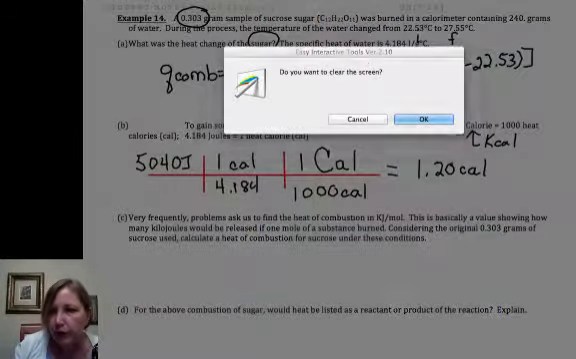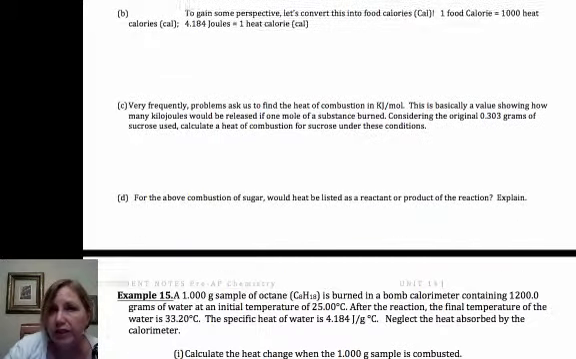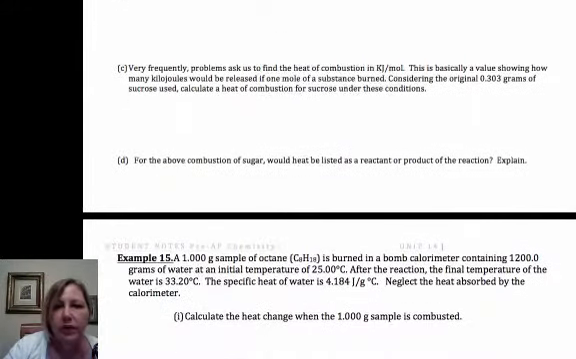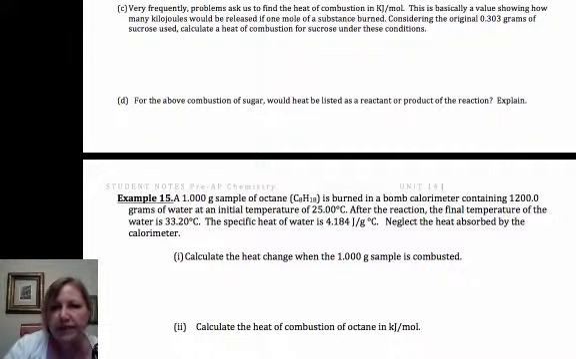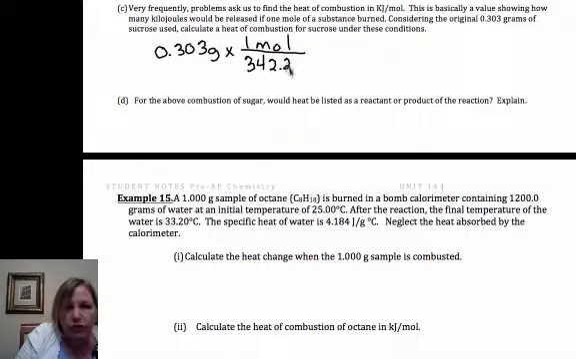Because if we put it on a per mole basis, we can publish that value, and it's a better comparison than having to say it's per 0.303 grams. We want it either on a per gram or a per mole basis, and so we would take 0.303 grams times 1 mole per 342.22 grams. That gives us our moles, 8.85 times 10 to the minus 4th moles.